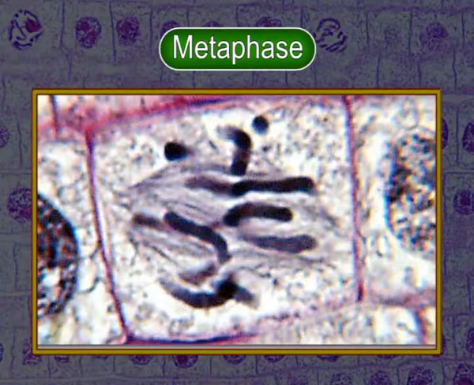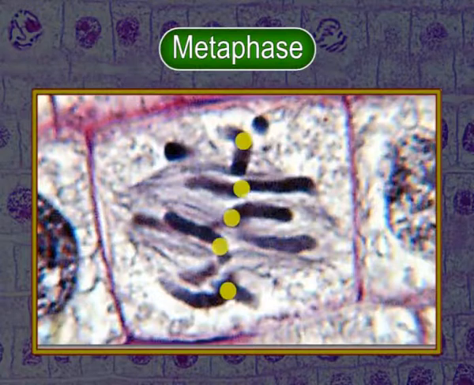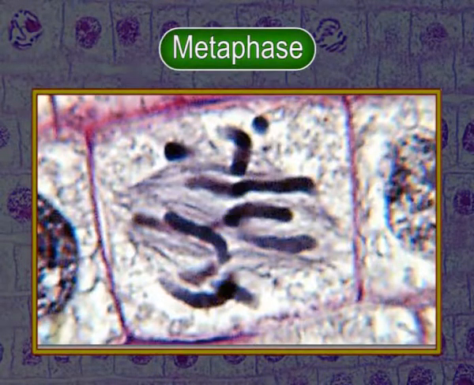Chromosomes have arranged themselves at the equator of the spindle. Each chromosome gets attached to the spindle fibers at its centromere. This feature is not very clear here. But as such, you know that the point of attachment in a chromosome is its centromere.